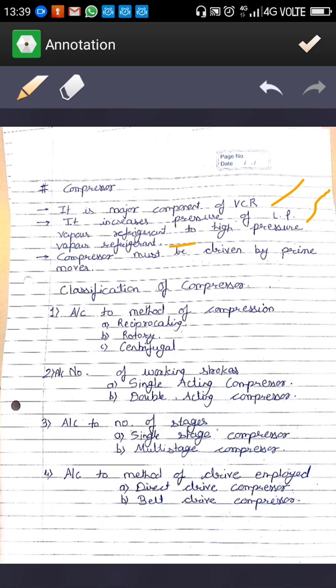Then the compressor must be driven by prime movers. Actually the compressor requires work. You see that during the efficiency or COP of vapor compression cycle, what we are doing, we take the COP as equal to the refrigeration effect produced upon work supply. So in VCR, we supply work to the compressor.